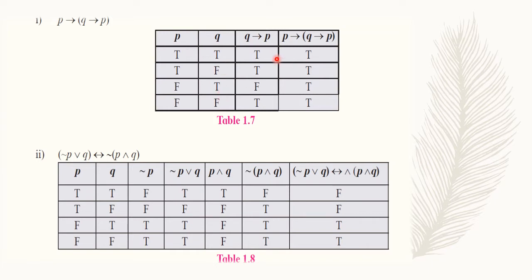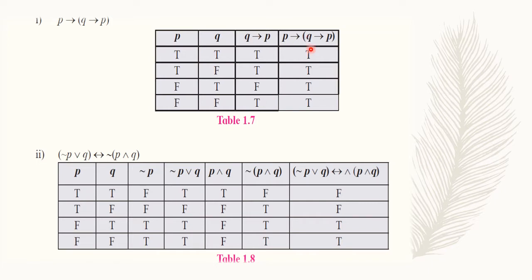Okay, then q → p. So q → p means T → T is T. F → T is also T. T → F is F. So this is the only case where the implication is false. In the remaining three cases the implication is true. F → F is also true.